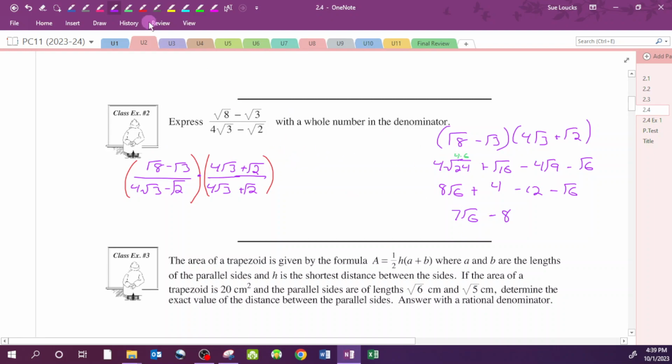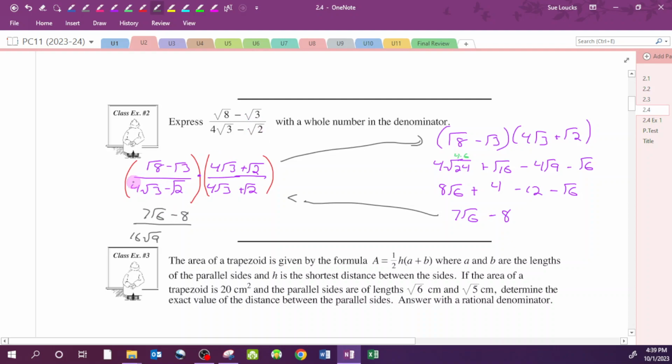So I can draw some arrows here that this went over here, and then this is coming back here. So my numerator is now 7 root 6 minus 8. And my denominator, I'm just going to do this on the fly. It's going to be 4 times 4 times 3. So that's 16 times 3. Or I might write that as 16 times root 9, just to remember that, make sure that I'm not squaring the wrong thing or whatever.